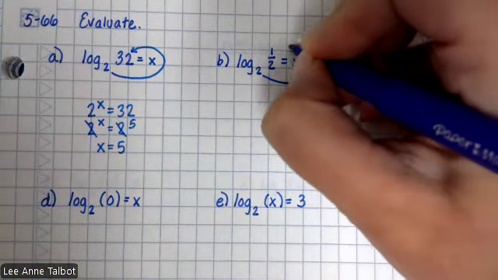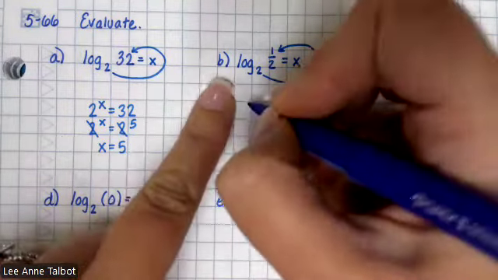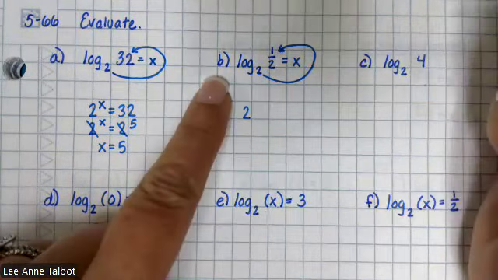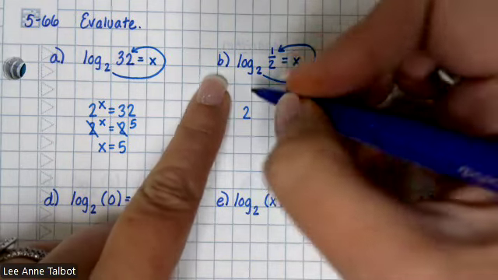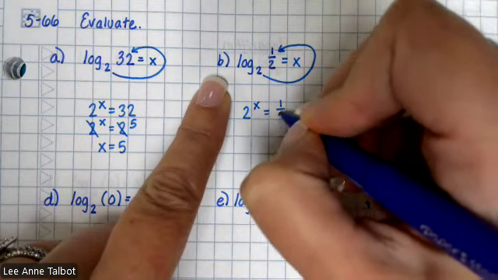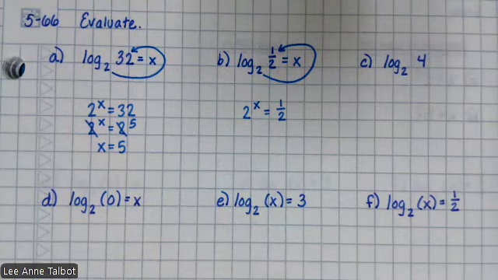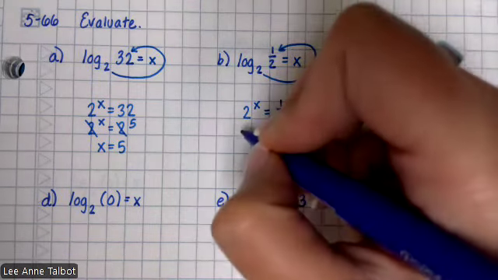Guinan circle. Base of the log is the base of the exponent. Follow your eyes around. 1/2 is 2 to the what? -1. Nice.